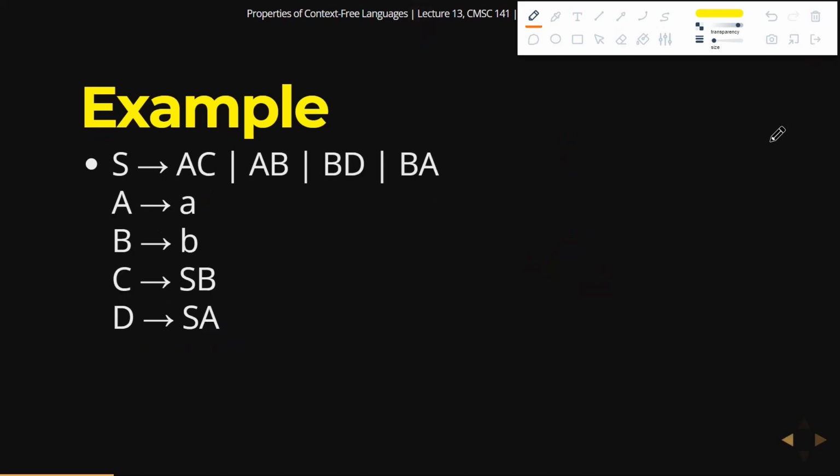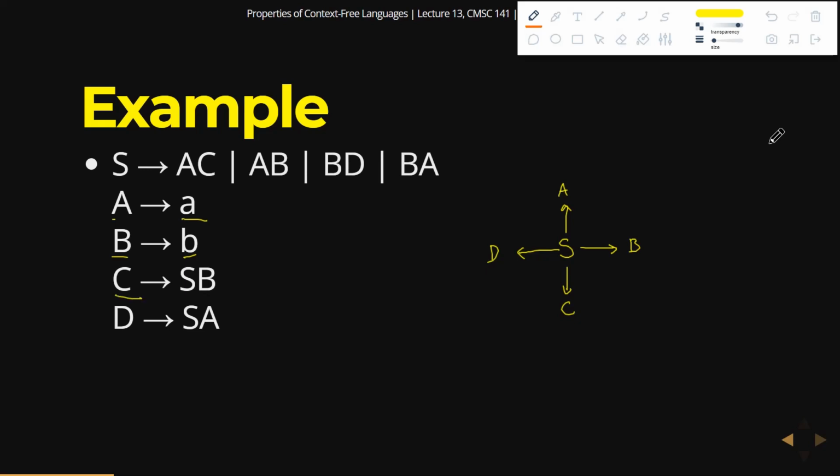Next, how about this one? This is a little bit more complicated, so let's try. We have 4 variables, A, B, C, and D, along with S, and S goes to A and C, also A and B, B and D, and B and A. So it's connected to all 4. Now for A, it doesn't connect with any other variable because it only has terminals. The same with B, right? So we don't add any more edges for A and B.